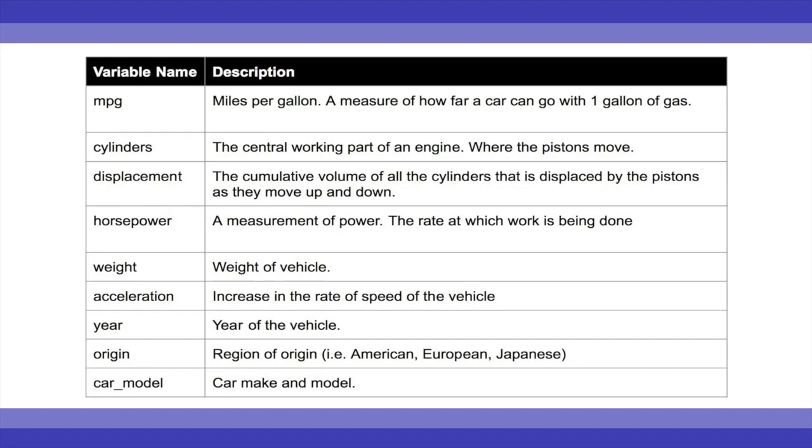We have weight, the weight of a vehicle, acceleration, the increase in the rate of speed of the vehicle. We have the year of the vehicle, and the region of origin, which is American, European, or Japanese. And we also have the make and model of the car.